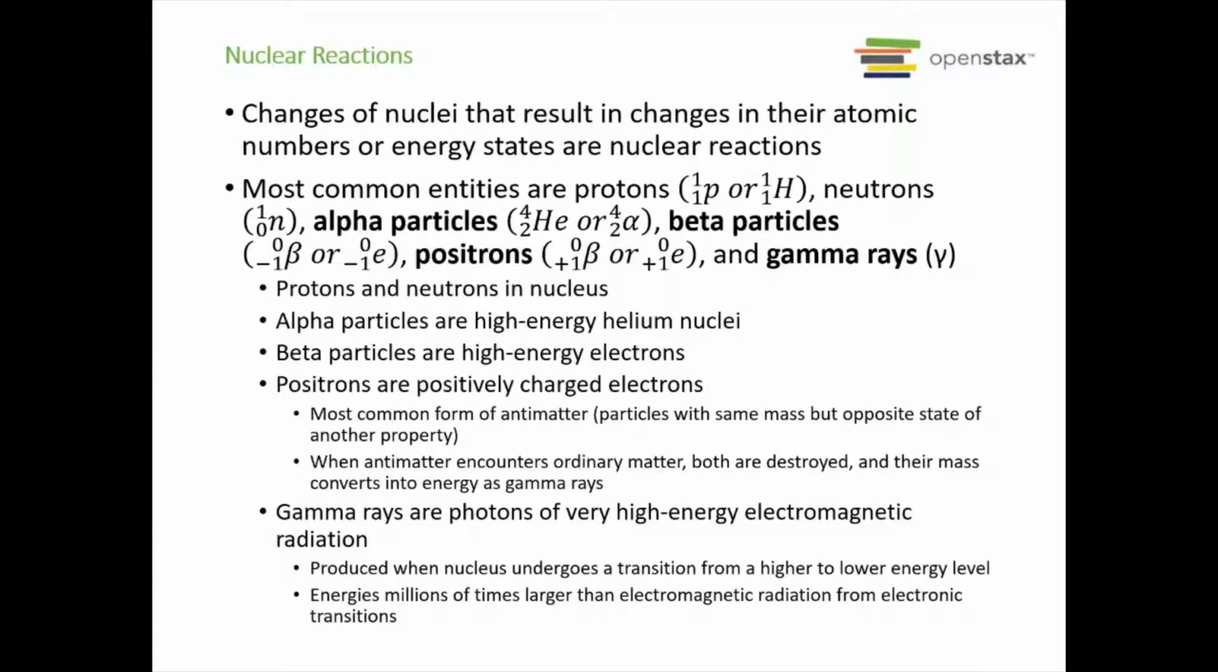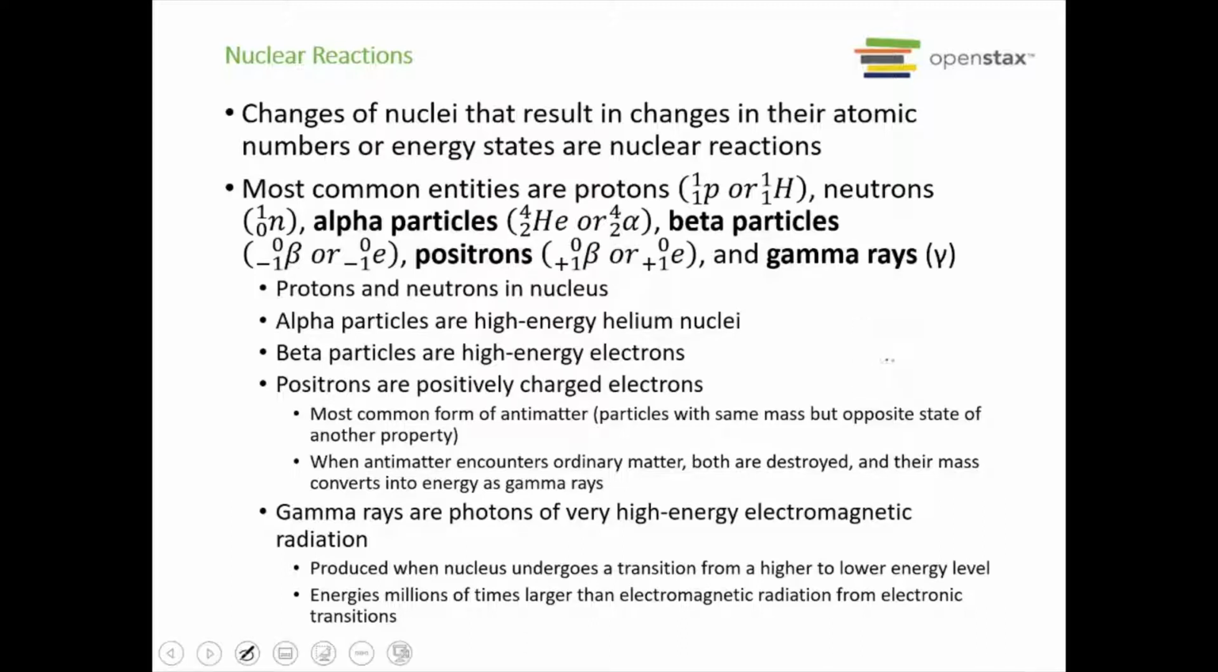So, nuclear reactions happen when we have some changes of nuclei that result in changes in their atomic numbers or their energy states. So, similar to chemical reactions, but also very different. There are some different entities involved in these. They may have protons, neutrons, alpha particles, beta particles, positrons, and/or gamma rays. And you can see the different ways that we can write these in shorthand. So these are what we use when we're balancing equations.